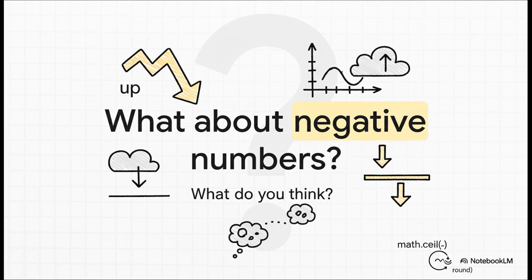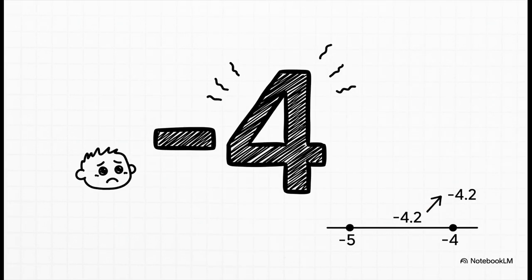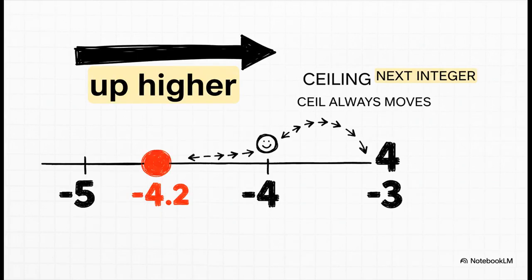All right, now this is where things get a little tricky. We get what up means for positive numbers, but what does up mean when we're dealing with negatives? What do you think math.ceil of, say, negative 4.2 is going to be? And the answer is negative 4. I know, this can feel totally backwards at first. We see a smaller number, 4, instead of 5. But just remember, ceil's one simple rule. It always goes up.